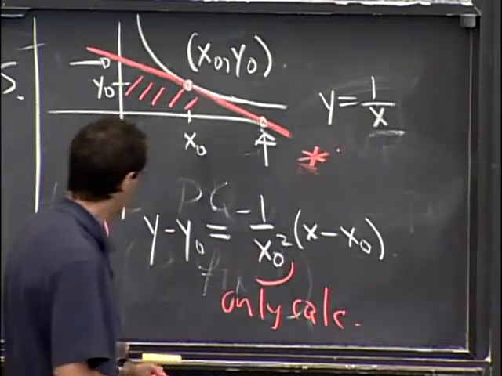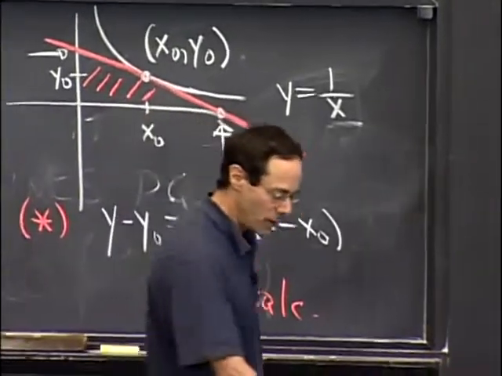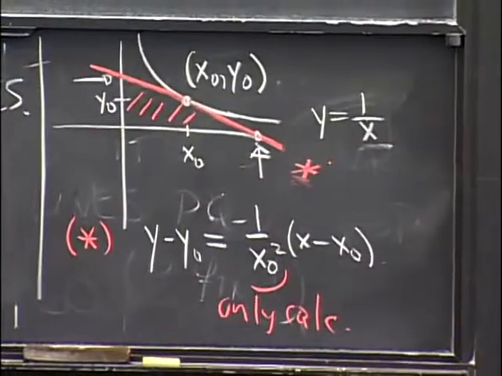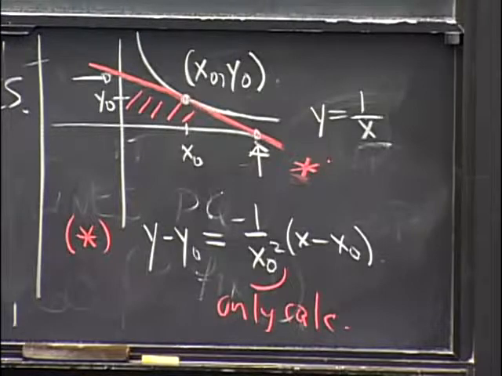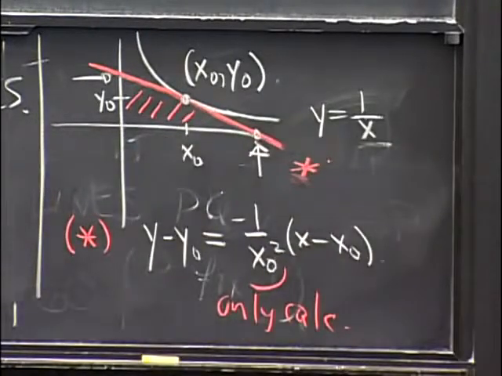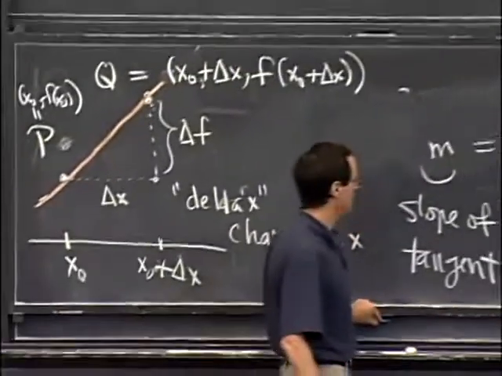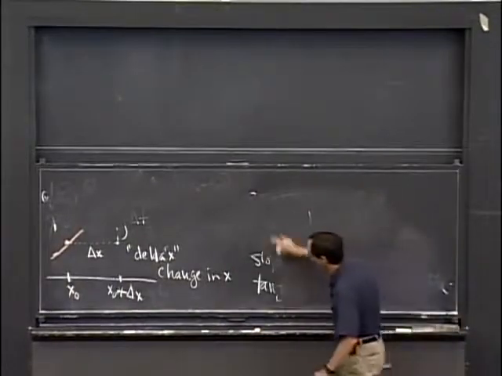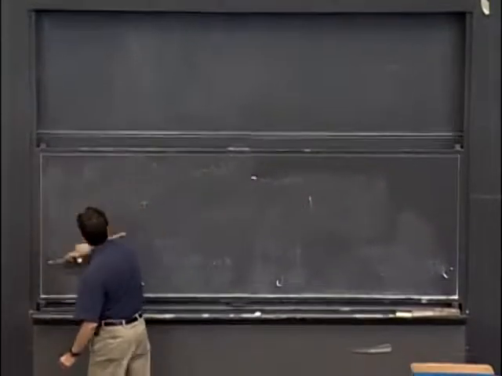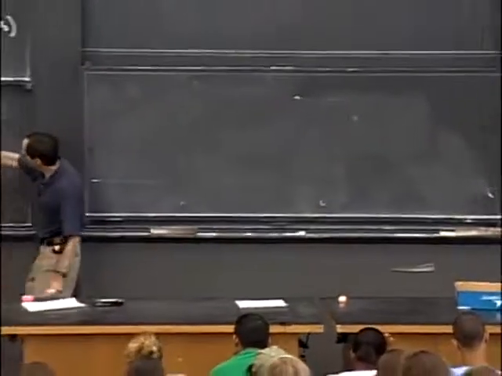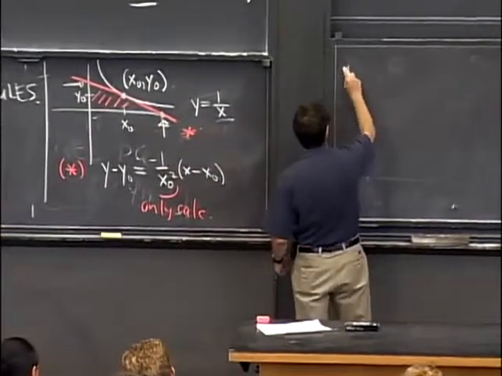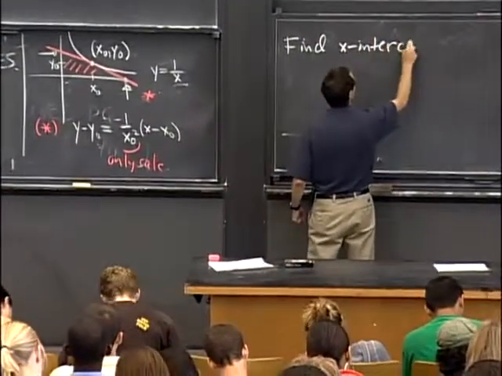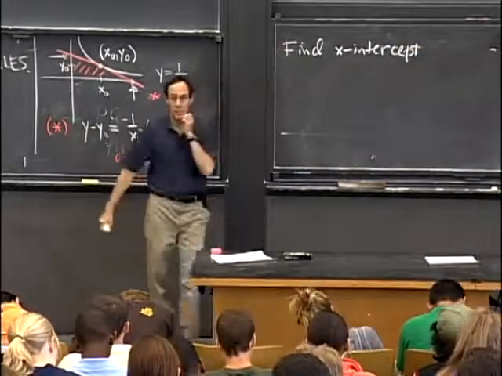So this is the only bit of calculus in this problem. But now we're not done. We have to finish it. We have to figure out all the rest of these quantities so we can figure out the area. All right. So how do we do that? Well, to find this point, this has a name. We're going to find the so-called x-intercept. That's the first thing we're going to do.